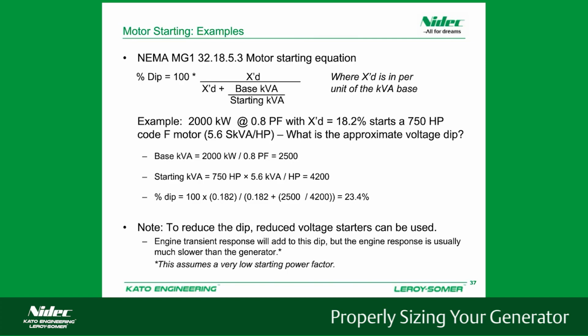So to help reduce that dip, we can either oversaturate the machine or make the machine larger. Oversaturating it is going to bring that x'd down, but that's also going to increase our rotor current and possibly cause the need to oversize the machine.